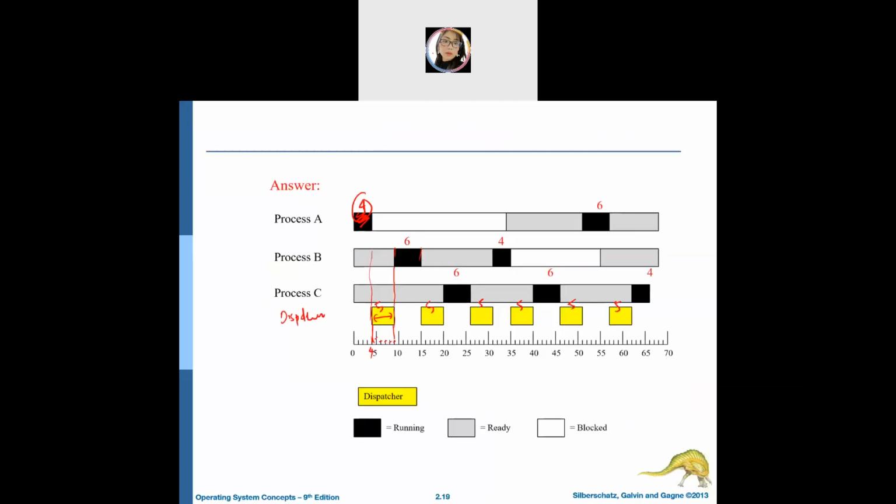And you have the maximum, you're going to do the maximum running. So running is maximum. After that, of course, you're going to continue with dispatcher. After dispatcher, we assume, because we want to continue until 70, you're going to call for the C.